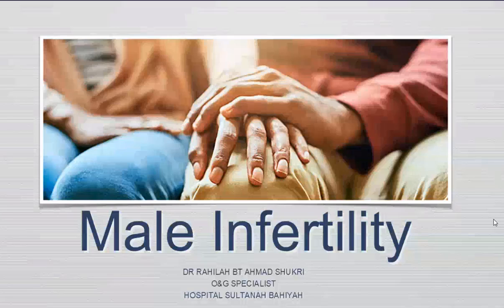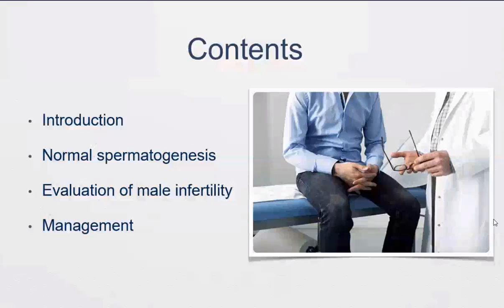I will cover a topic that is fairly important in infertility, which is male infertility. So this is the contents of my topic. First, we will look at the introduction, whereby we will look at the epidemiology and also incidence of male infertility. Next, we will go to some basics on spermatogenesis and how we approach a patient with male infertility, looking at the history taking, physical examination, and what are the investigations that we normally do for this group of patients. And last but not least, we will look at the general brief management of patients with male infertility.